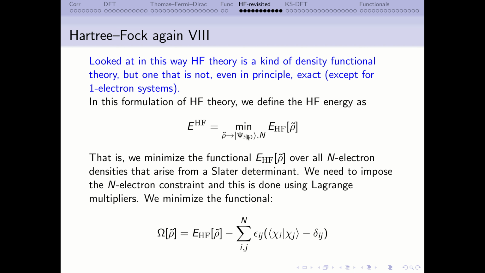What about a single determinant? How do we know that it arises from a single determinant? This is not easy. In fact, this is very, very hard to prove. I don't even know if the proof exists for this theory.